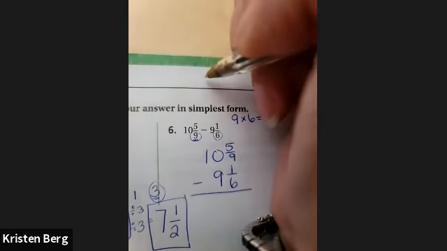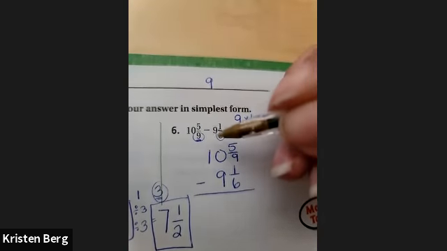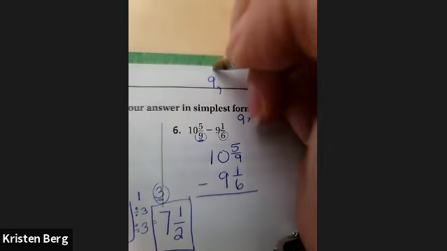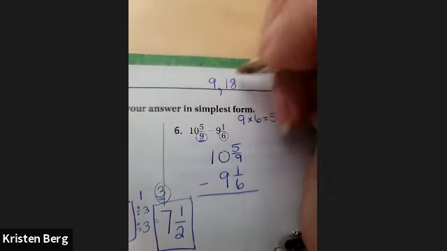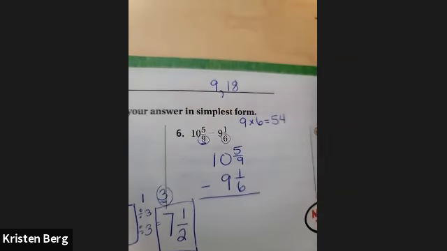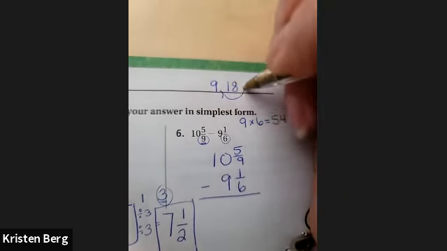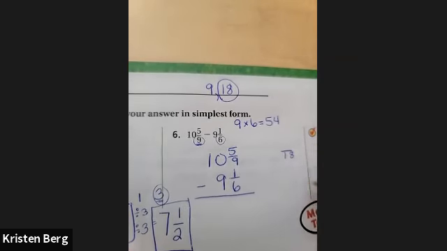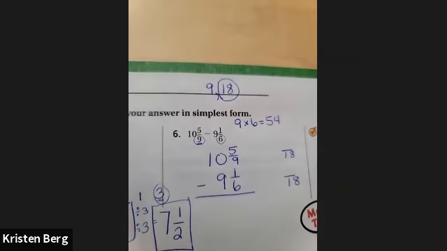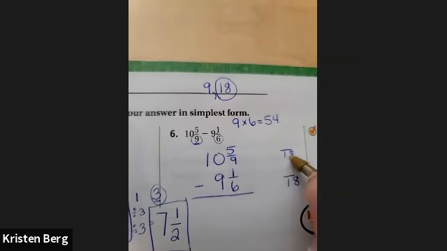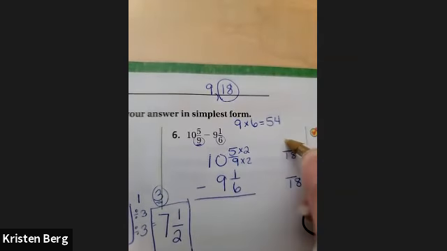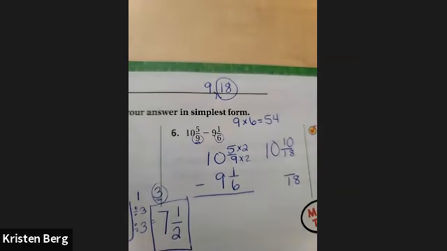So 9 times 1 is 9. Can I get a 6 into a 9? I cannot. So then I'm going to go 9 times 2, which is 18. Can I get a 6 into an 18? Yes, I can. So I'm going to change these all to 18ths. But just the fractions are going to be changed. What do I do to a 9 to get it to 18? I'm going to times it by 2, and then I'm going to times this by 2. That would be 10/18ths, and then my whole number will be 10 as well.